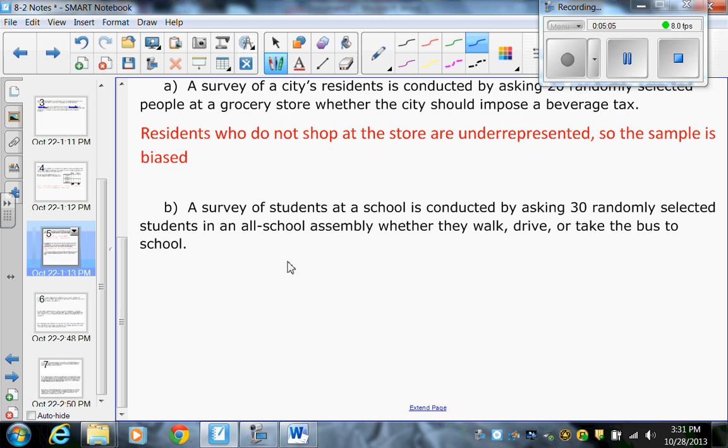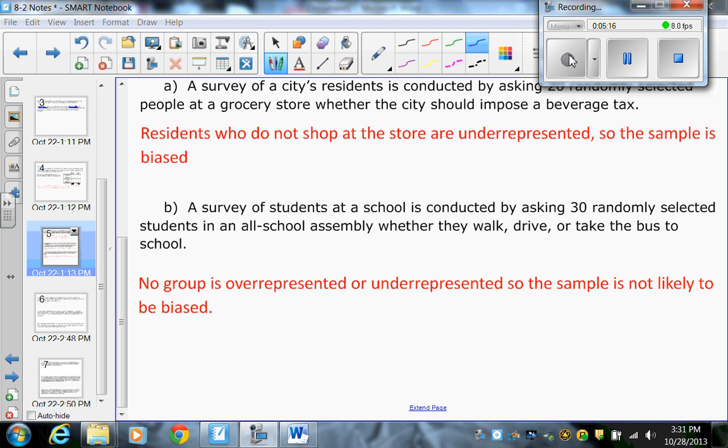Example B says a survey of students at a school is conducted by asking 30 randomly selected students in an all-school assembly whether they walk, drive, or take a bus to school. In this example, no group is either overrepresented or underrepresented, so this sample is not likely to be biased.